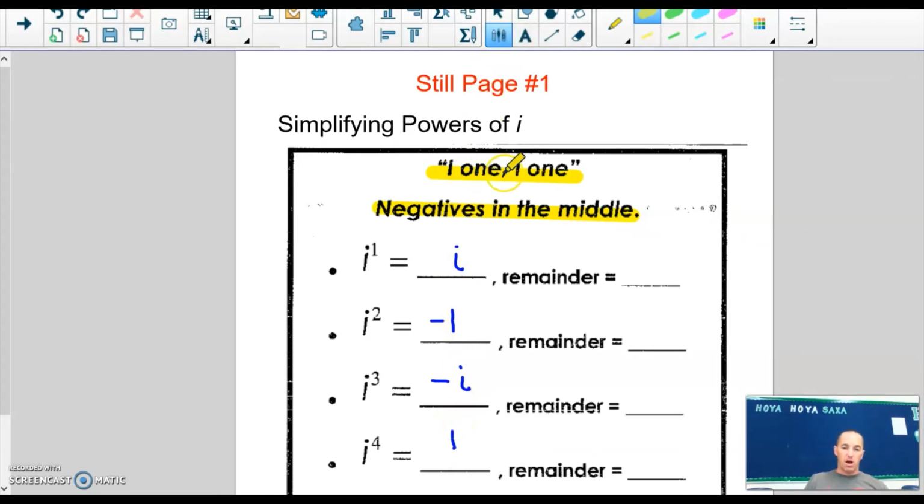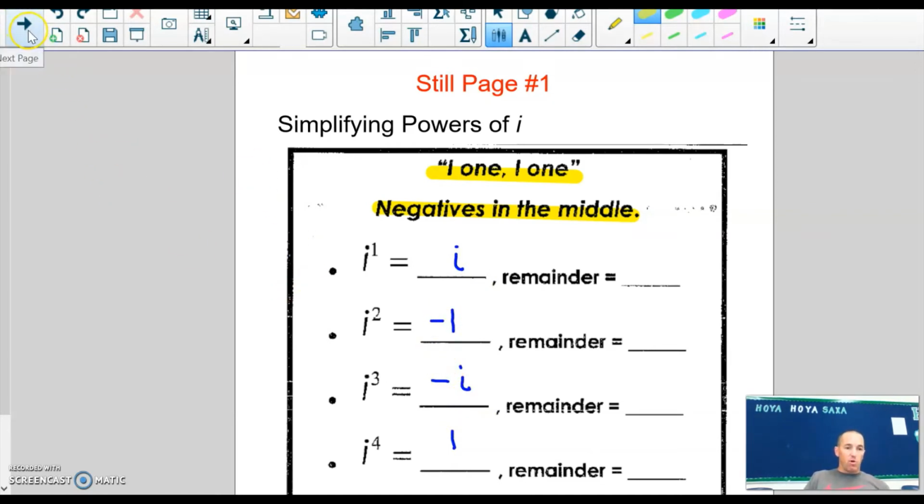So up here, i and 1. And then where are the negatives? The negatives of those 4 versions are in the middle. So it's i, negative 1, negative i, and 1. So it's i and 1 with negatives in the middle.